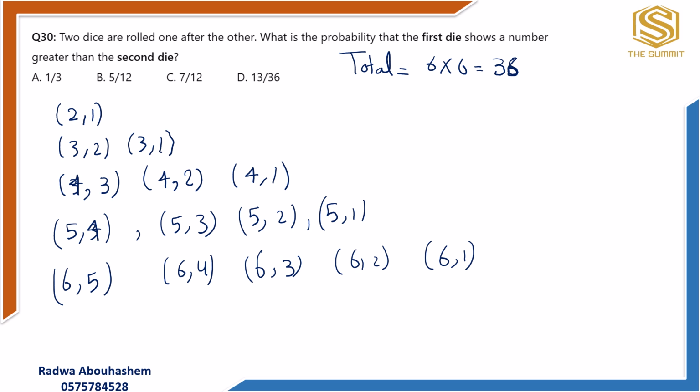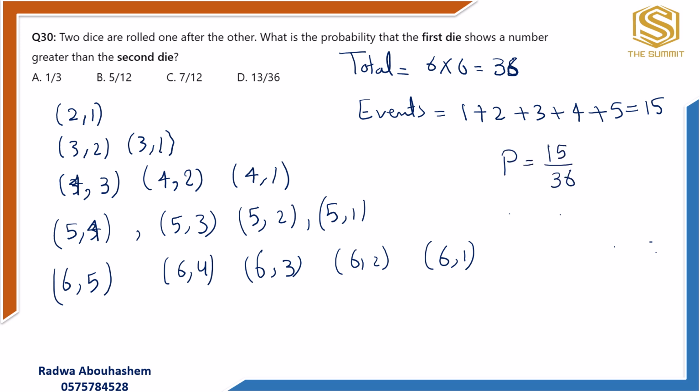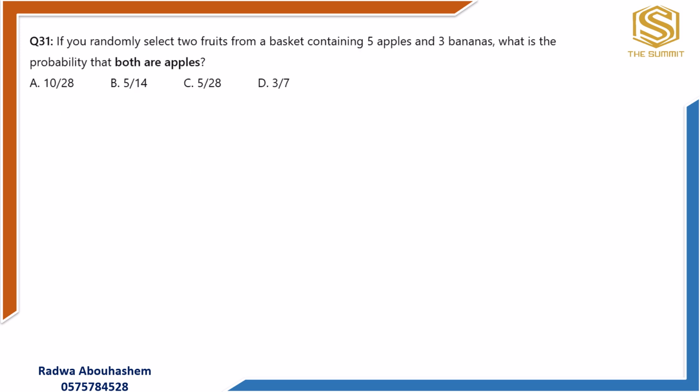So the total events here would be 1 plus 2 plus 3 plus 4 plus 5. So here it gives me 15. So now the probability is 15 over 36. So divided by 3, here it would be 5, and 36 divided by 3 gives me 12. So it's 5 over 12.